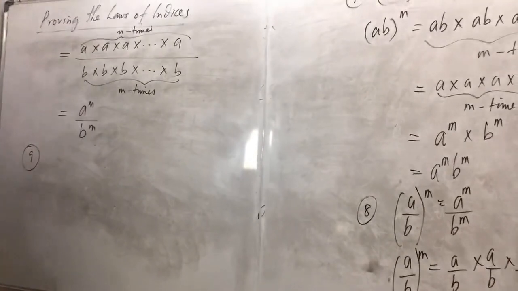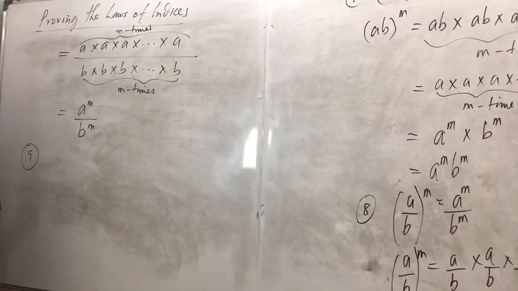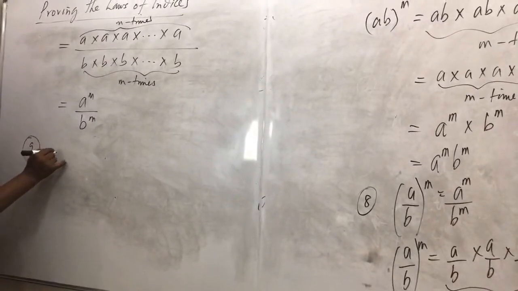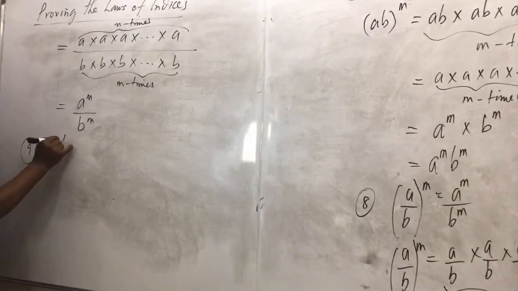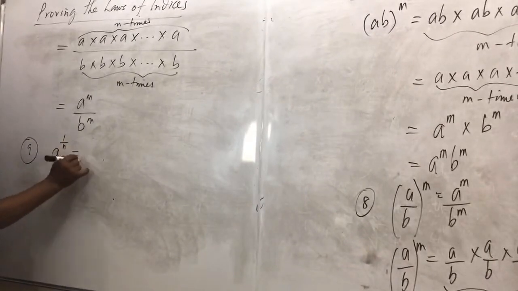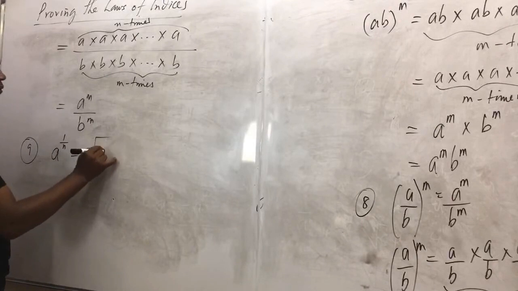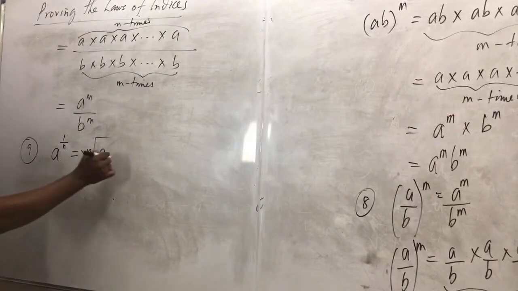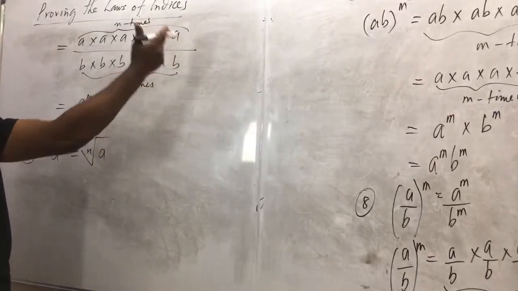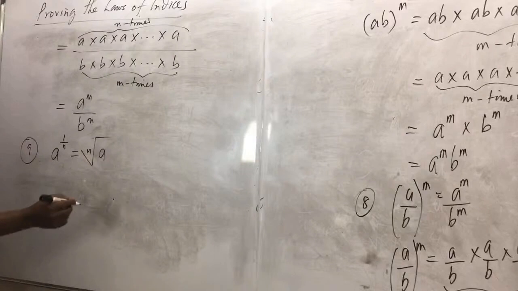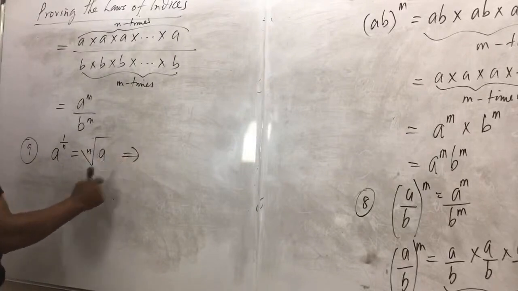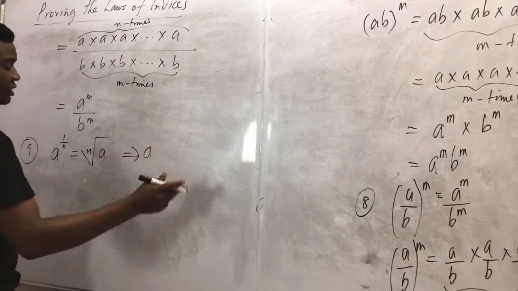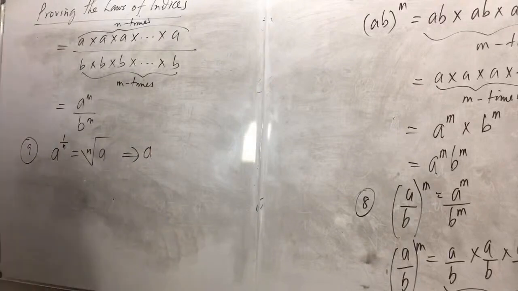So the first variant of the law of fractional index is law number 9, which states that a raised to the power 1 over n is equal to the nth root of a. Now, to prove this law, we use the inductive proof. Okay? So it's not like the proofs we've done previously. All you have to do is just infer using induction.